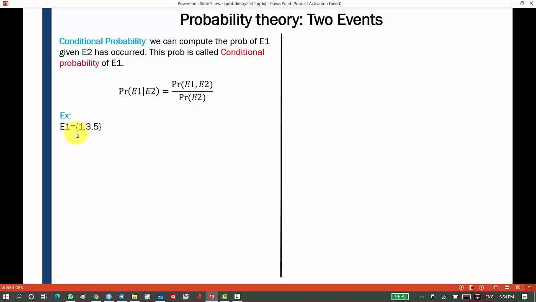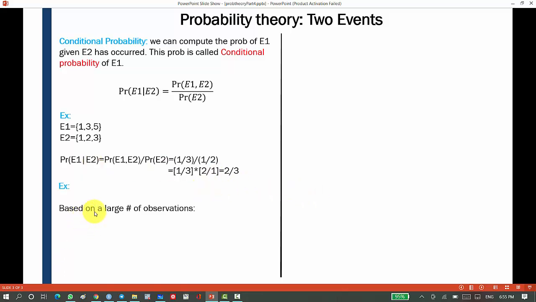For instance, suppose E1 is 1, 3, and 5, which is getting an odd number when we toss a dice. E2 is 1, 2, 3, which is a number less than 4, again in the experiment of tossing a dice. Then the probability of E1 given E2, in other words, the probability of getting an odd number given that the number which has come up is less than 4, is equal to the probability of E1 and E2, the joint probability, divided by the probability of E2. We know that the joint probability of E1 and E2 is 2 over 6, which is 1 over 3, and the probability of E2 is 1 over 2. Dividing this gives us 2 over 3, which is the probability of E1 given E2. In other words, getting an odd number given the fact that the number is less than 4 is 2 over 3.